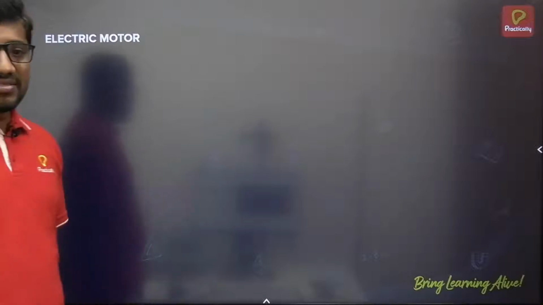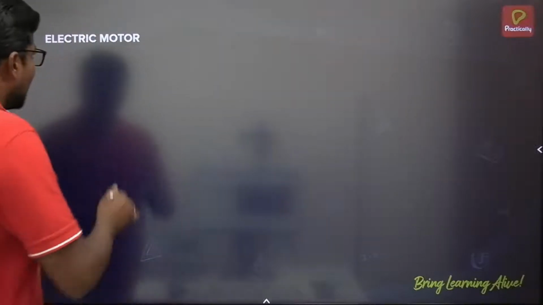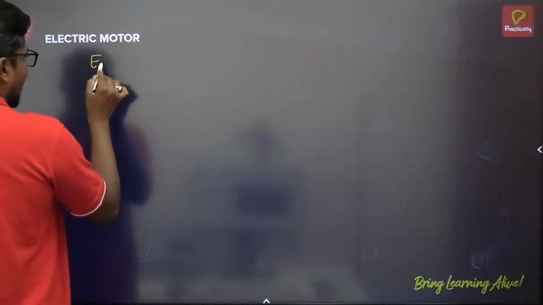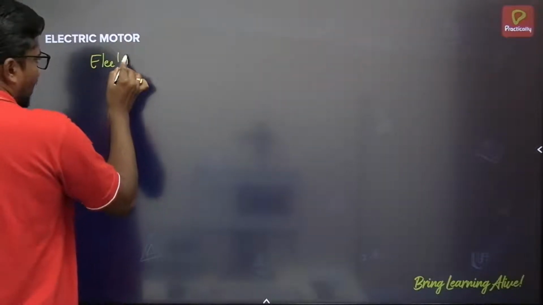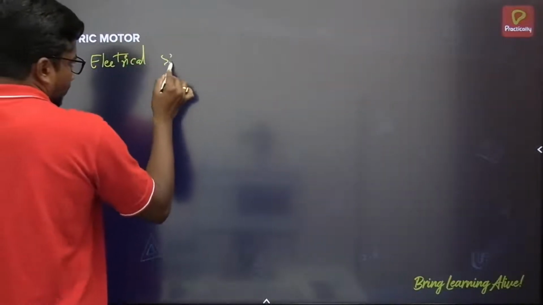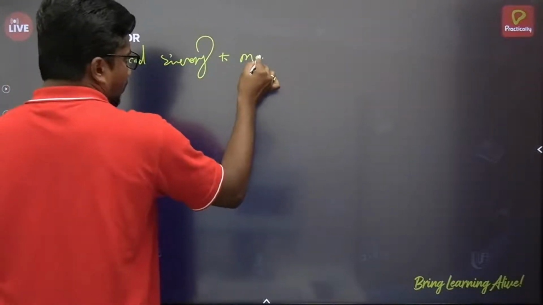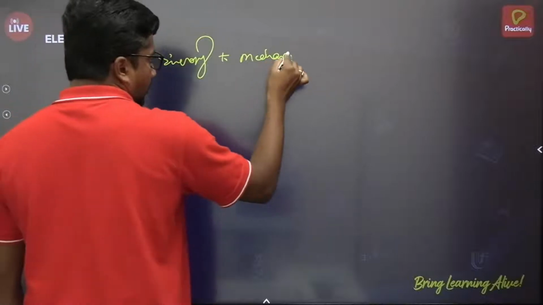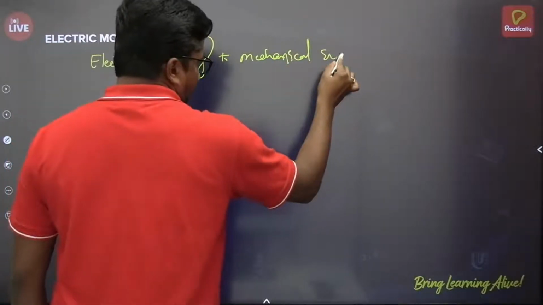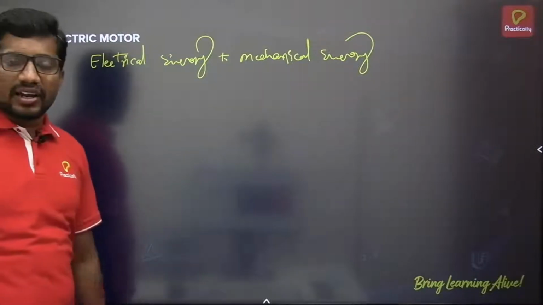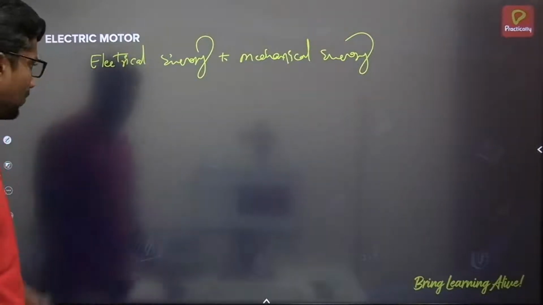So what is this electric motor exactly? An electric motor is an electrical device that converts electrical energy into mechanical energy. Now I'll explain the construction and working of the electric motor with the help of a diagram.